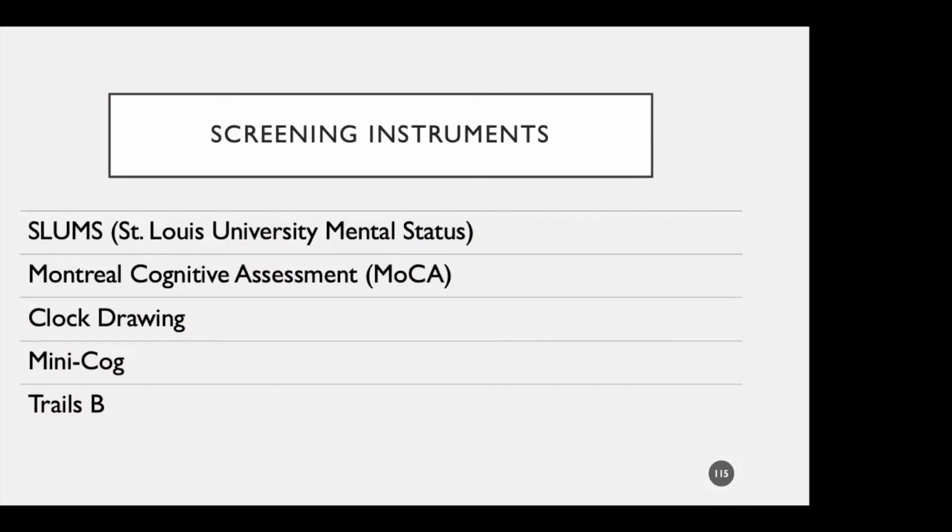Next slide. Here are some screening instruments that we are advocating. We are advocating the use of the SLUMS now because it is free to use. I like the Montreal Cognitive Assessment, but you have to go through a training process, which costs about $125. While SLUMS is free, you will be getting a copy of the SLUMS. Kelly will be sending it out to you.